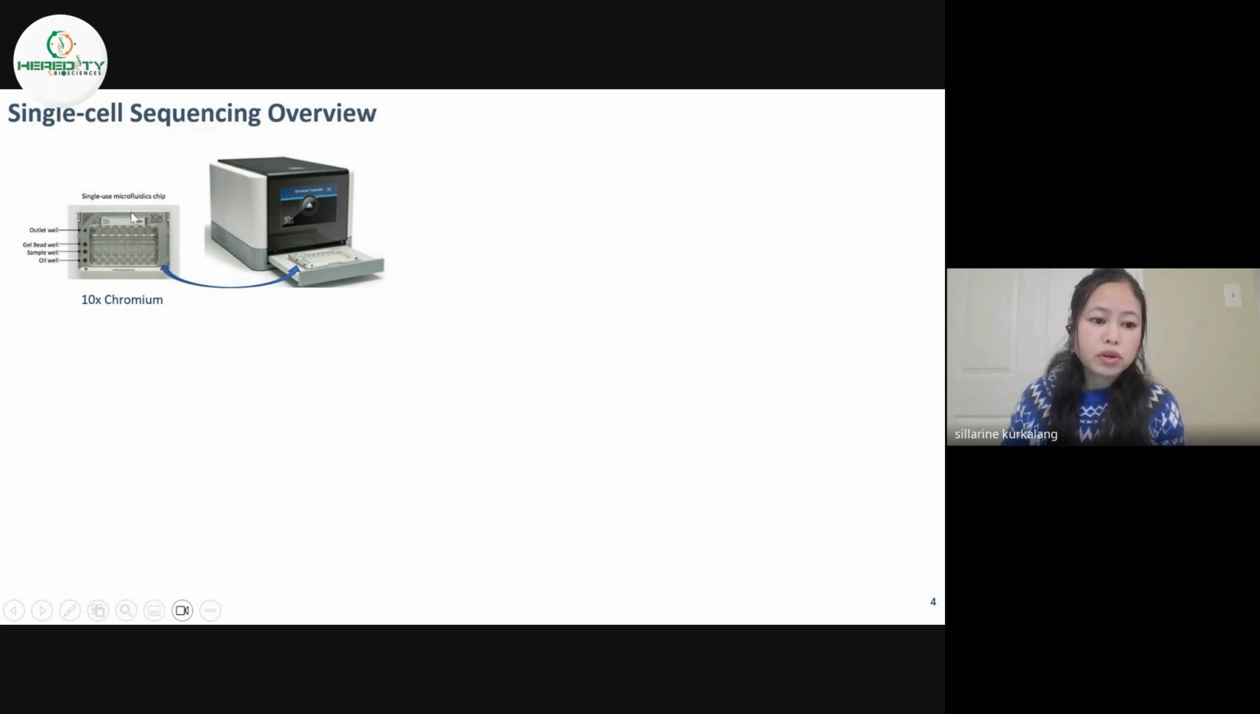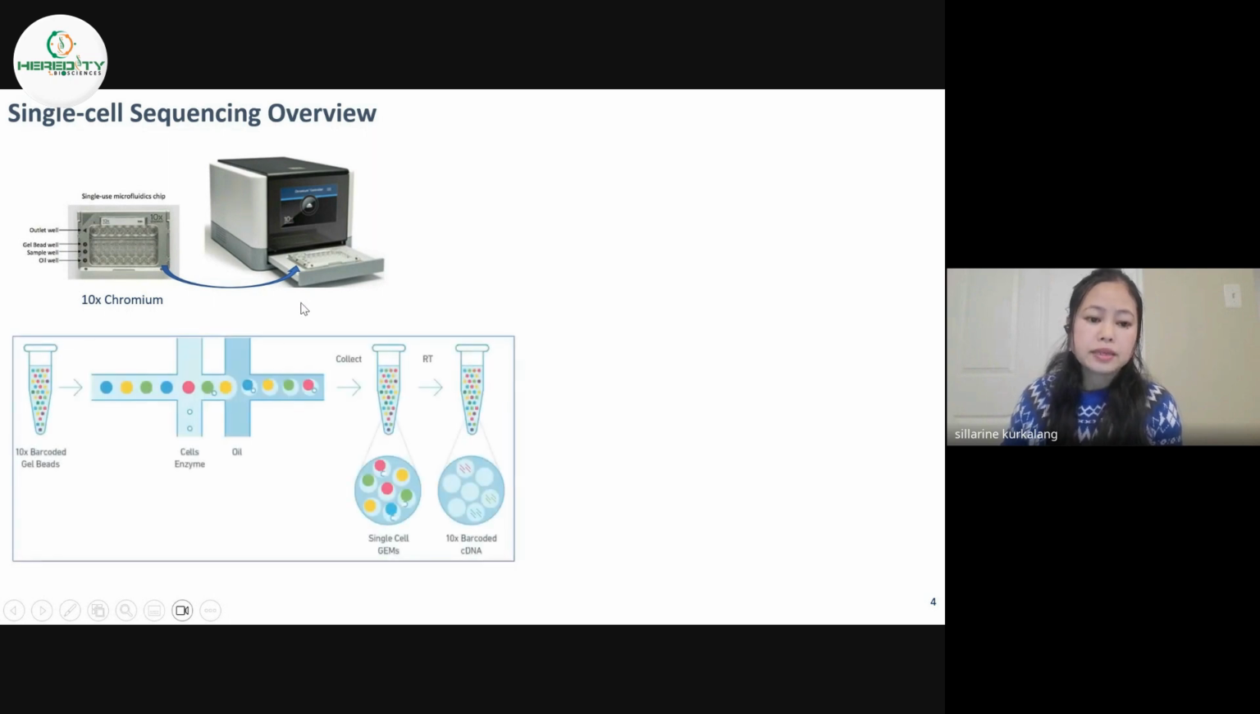So once you load all of these requirements in the chip, the chip will then be loaded into the machine, and the single cell barcoding will happen, and the gel bead in emulsion, called a gem, will be generated in this machine. But what is happening inside is quite complex. As I told you, the chip is a microfluidic chip, a multi-channel microfluidic chip.